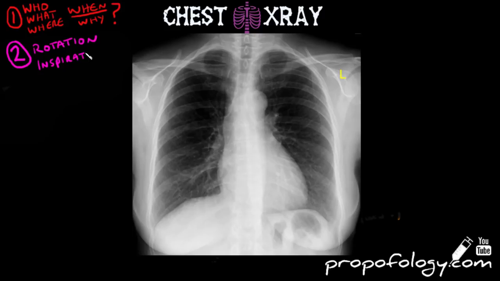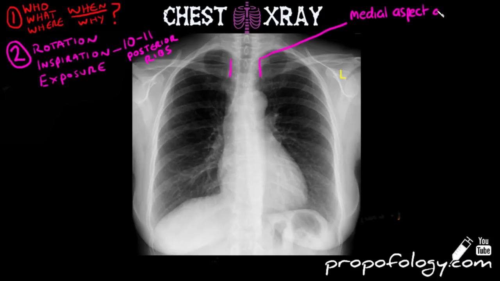Next, you should look at the aspects that affect the quality of any given chest x-ray. The rotation: are the medial ends of the clavicles equidistant from the spinous processes? Inspiration: is it adequately inspired? Are 10 to 11 posterior ribs seen in each lung field? And how is it exposed? Is it too bright, too dark, and can you see everything that you need to see?